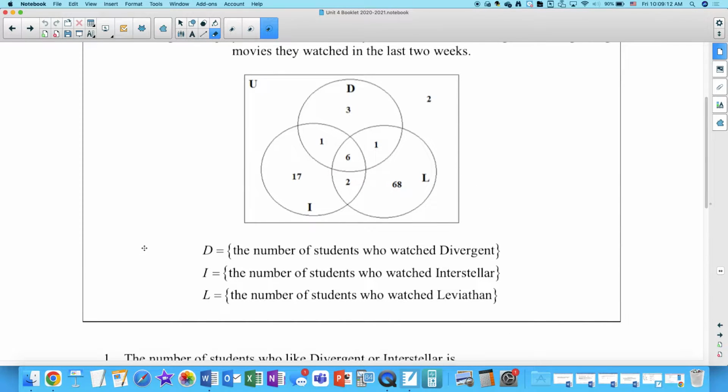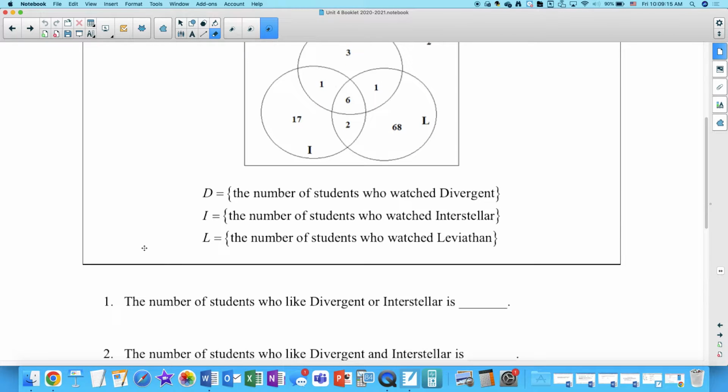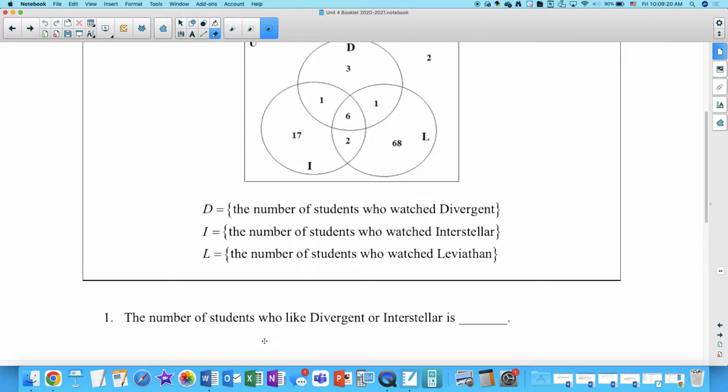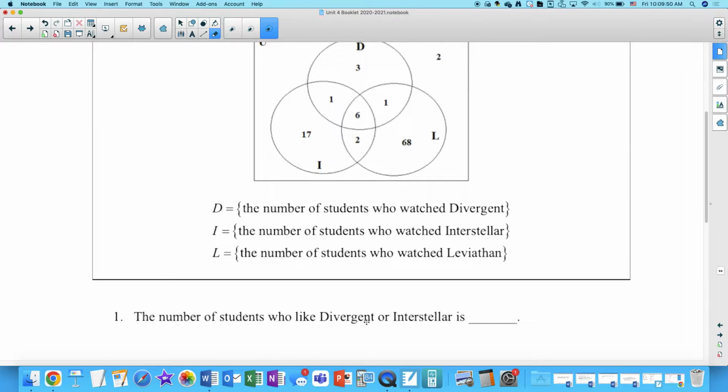Okay, so let's answer these questions. The number of students who like Divergent or Interstellar is? How many people like Divergent or Interstellar? You may need to actually spend some time figuring this out. 30. Divergent or Interstellar? So tell me how you're getting 30. I think 30's right. Was it all of Divergent, like all of that circle and all of this guy? I guess I should get a pen.